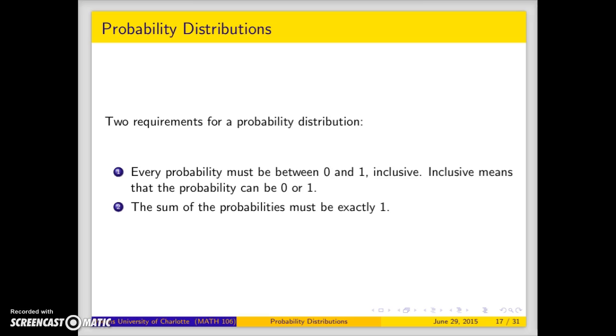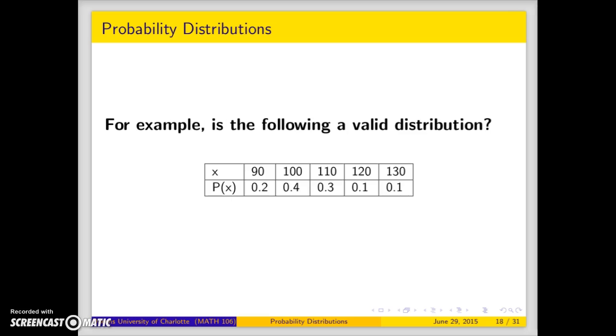The two main requirements are that every probability has to be between 0 and 1, and 0 and 1 can be included. In other words, the probability can be 0 or 1 or anything in between. So if you're doing a problem and you get an answer that is less than 0 or greater than 1, you know you have done something wrong. The second requirement is that the sum of the probabilities must equal 1. So let's look at some examples. Is this a valid distribution? Just look at the chart for a second.